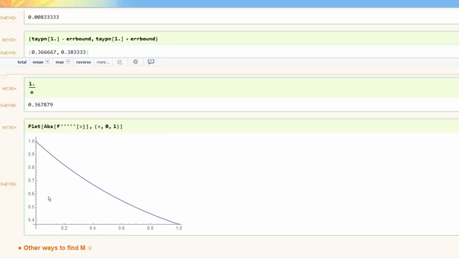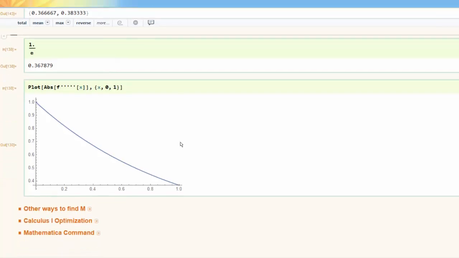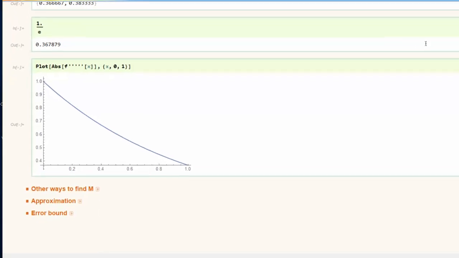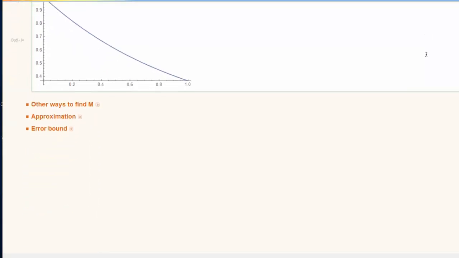I could have a situation where my n plus 1 derivative was increasing throughout my interval. In that case, I would just evaluate my n plus 1 derivative on the right side of the interval. But there are some cases where my n plus 1 derivative wouldn't be increasing or decreasing. Let's look at another example.